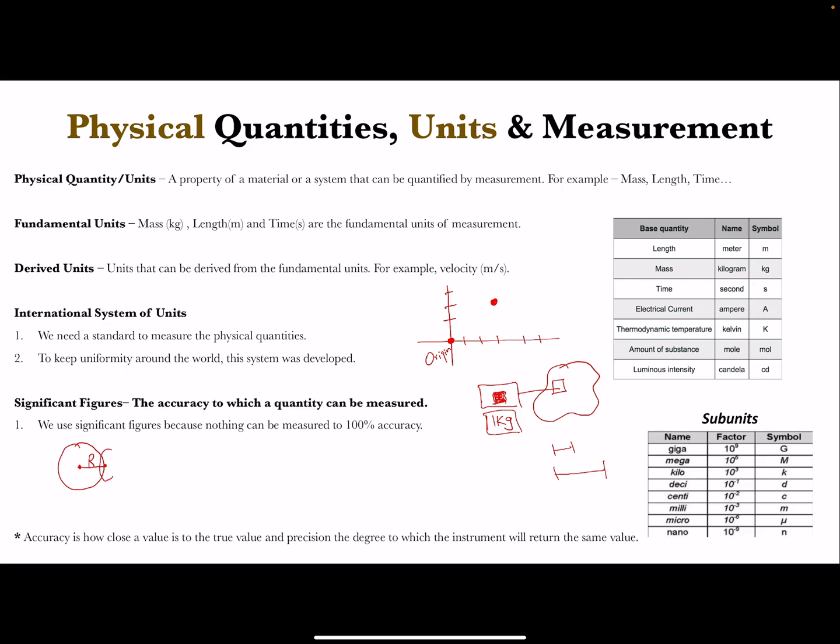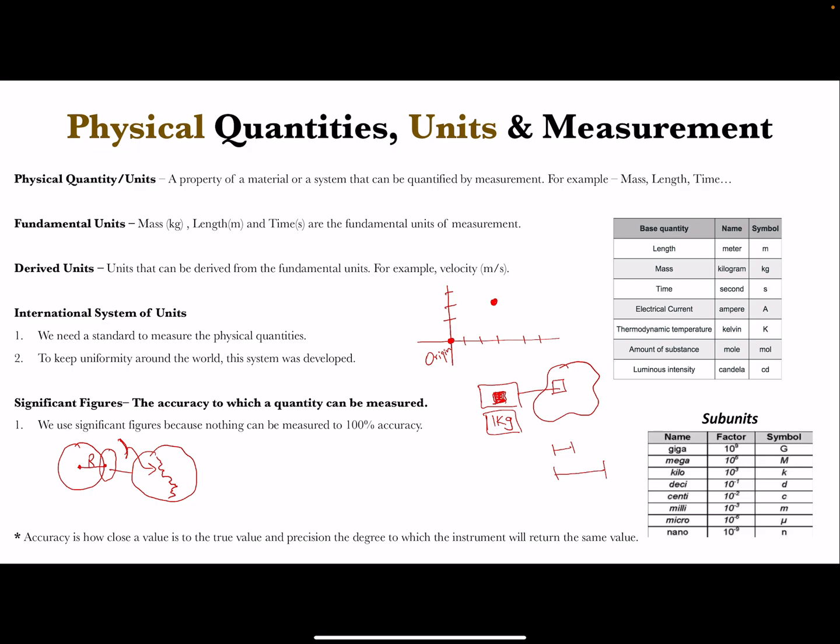If I zoom in to the edge of this disk, using a microscope, we're going to see that the edge of this disk is actually quite rough. This smooth edge, when we zoomed in, looked like this. So when we use a meter rule, we can't really measure these tiny differences. If we use an even more powerful microscope that zooms even further, we can see more tiny differences. So we can't really measure everything to 100% accuracy.